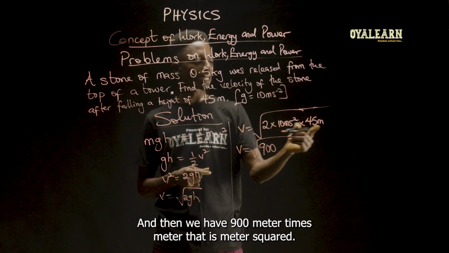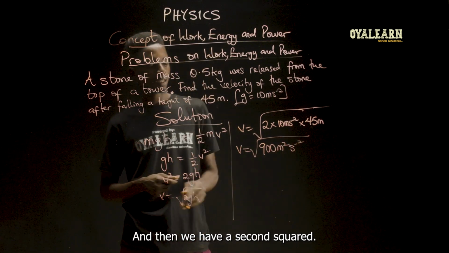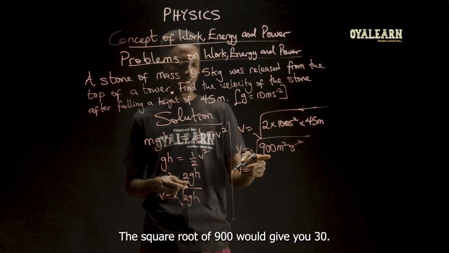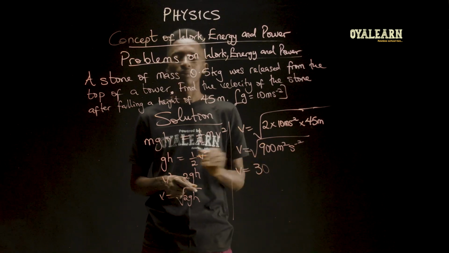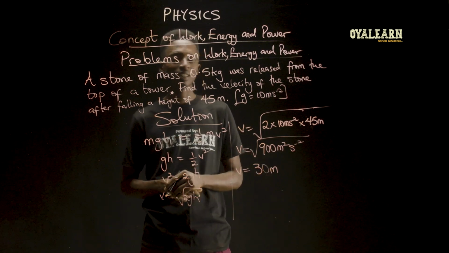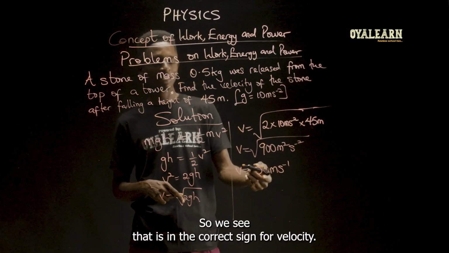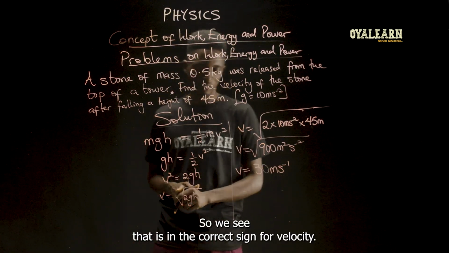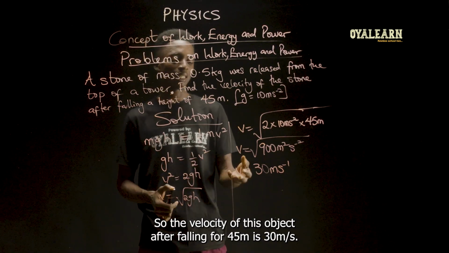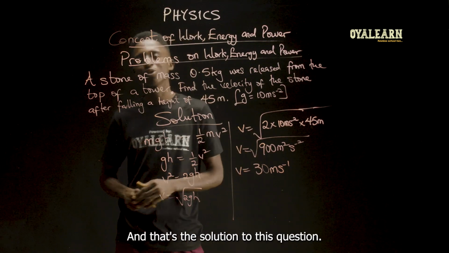Meter times meter, that's meter squared, and then we have per second squared. So let's find the square root. The square root of 900 would give you 30. The square root of meter squared is meter. The square root of per second squared is per second. So we see that is in the correct SI unit for velocity. So the velocity of this object after falling for 45 meters is 30 meters per second. And that's the solution to this question.